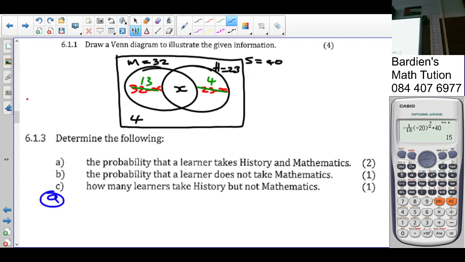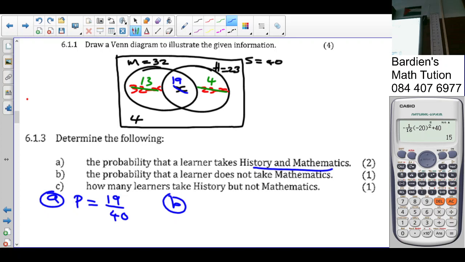So how do I calculate the probability? It is the number of favorable outcomes over the number of possible outcomes. So favorable is history and maths. How many do history and maths? Oh yeah, I didn't write 19 in here. How many do history and maths? 19 out of 40. That doesn't simplify.